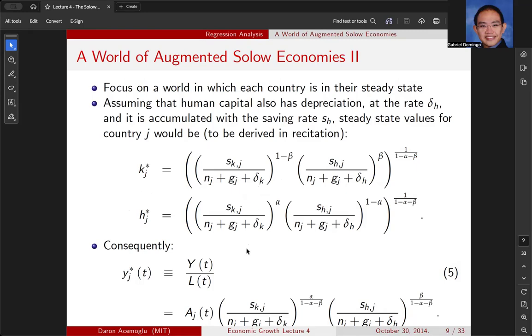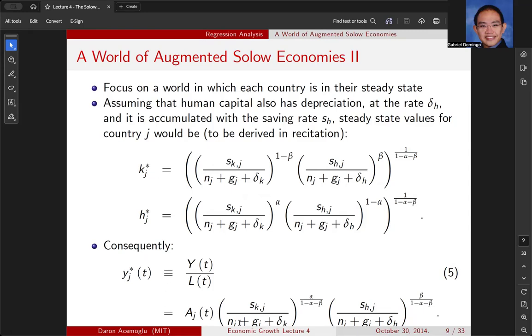Consequently, output per worker, Y over L, when you plug K star and H star into the production function, you will get this expression here, which is an expression with savings rates. The higher the savings rate, the higher the capital or human capital per worker will be, and therefore the higher Y will be, right? We've discussed this in class. The more you save, the more capital you have, the more your output will be.